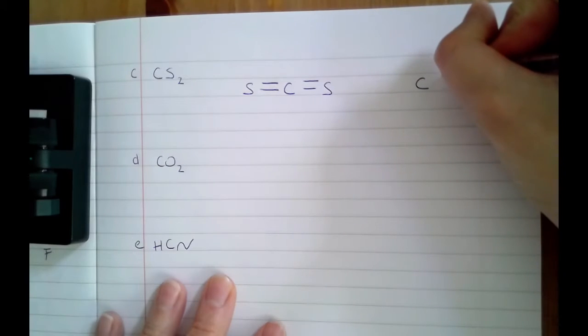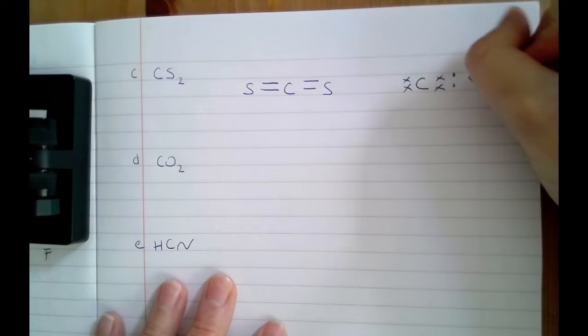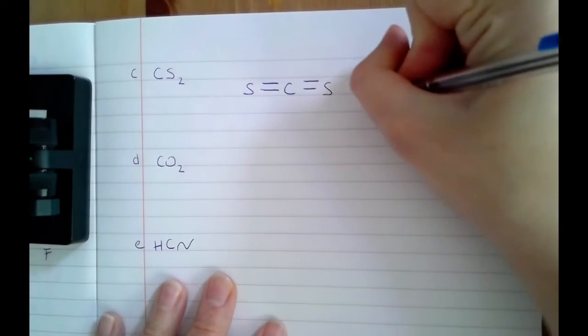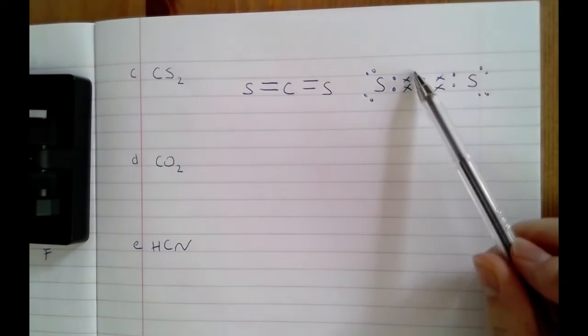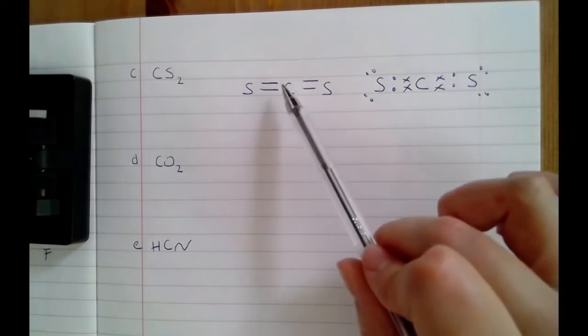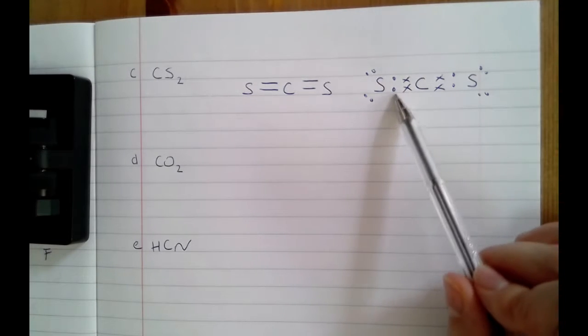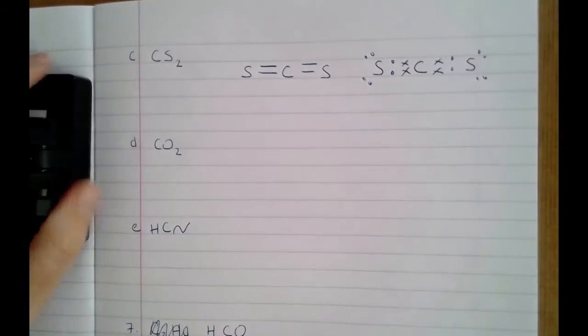As a dot and cross diagram, I'm going to use crosses for carbon and dots for sulfur. And it should look like this. So carbon has got 4 outer shell electrons, so I've drawn 4 crosses in total. They are all involved in bonds. Sulfur has got 6 outer electrons. 2 of them are involved in bonding. 4 of them on each sulfur are not involved in bonding.